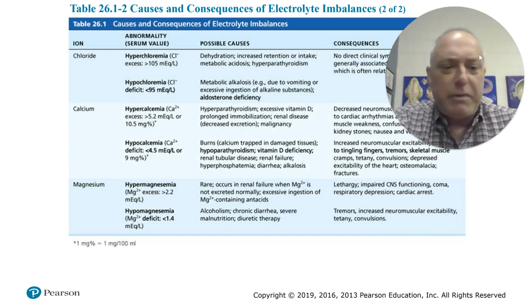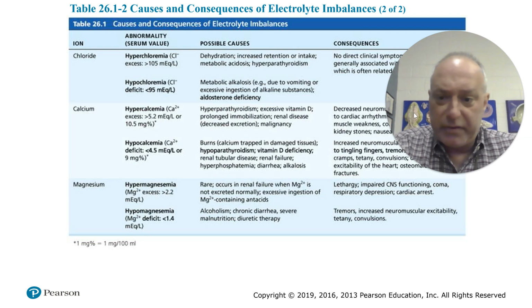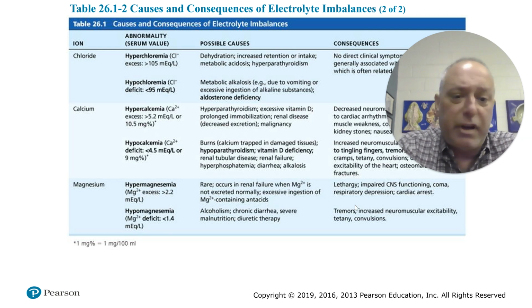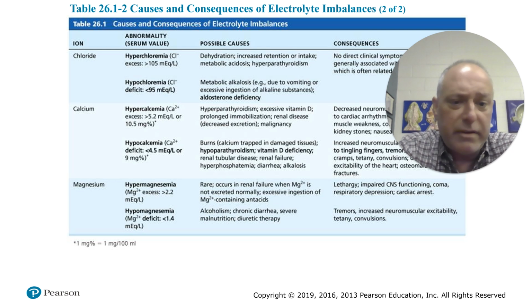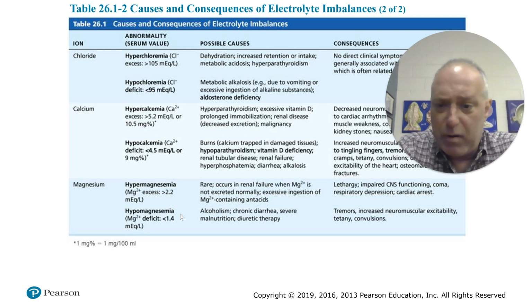And then magnesium is very important for the central nervous system. High magnesium is associated with lethargy and impaired CNS function, coma, depression, cardiac arrest. And hypomagnesemia results in tremors and tetany, or contraction of the skeletal muscle without relaxation, and convulsions.